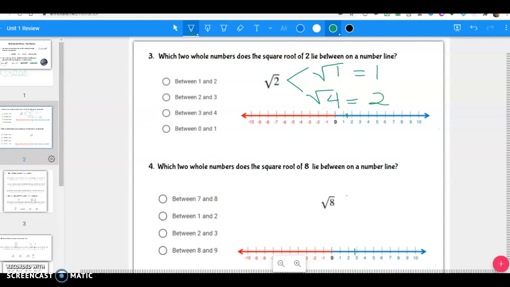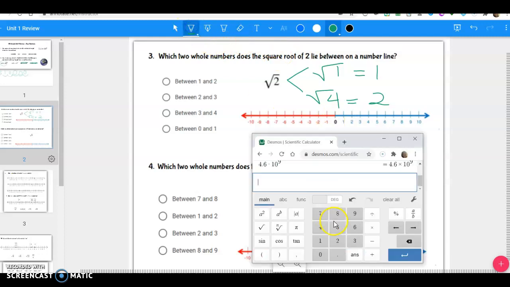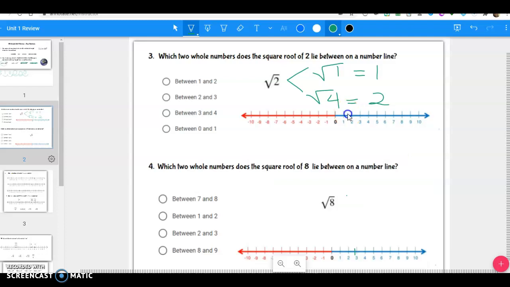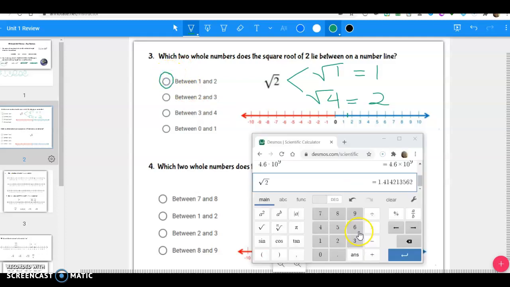So on my number line, I know that the square root of 2 is going to lie in between 1 and 2 on my number line. Okay, 1 and 2 on my number line. Let's take a look at our calculator. So I'm going to have the square root of 2. It gives me 1.41, which is not quite in the middle, but almost in the middle. So that's where it falls on the number line. And of course, I'm going to select between 1 and 2.